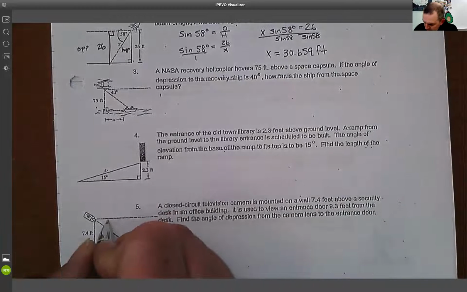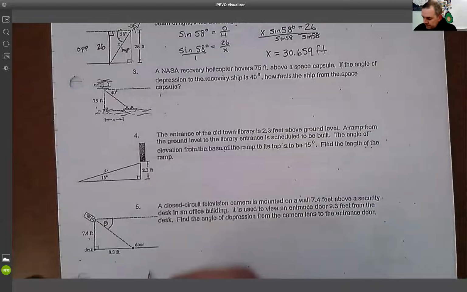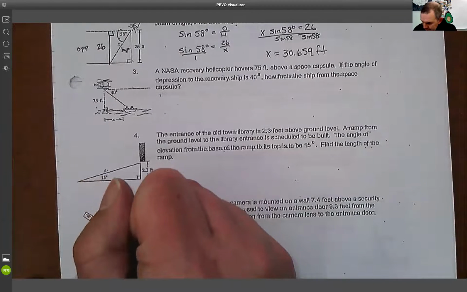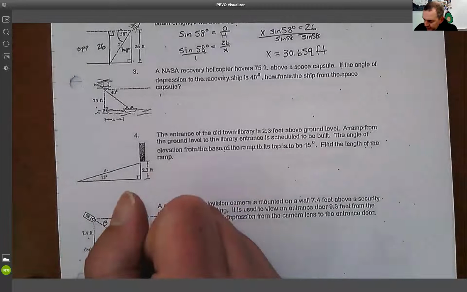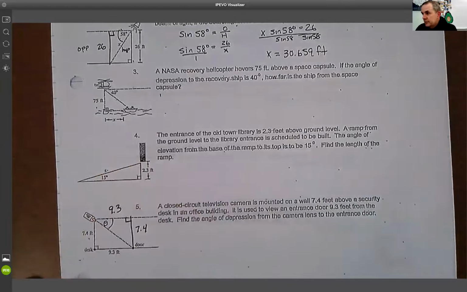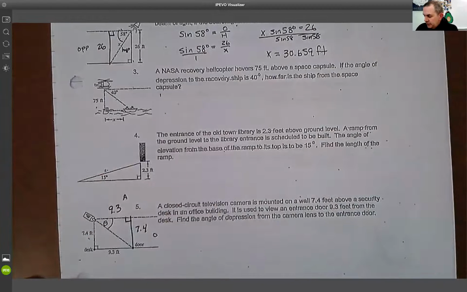So what it wants me to do is find this angle here. I don't know that angle, so we're going to call it theta. And again, because it's an angle of depression, I'm going to bounce over here. There's my right angle. This side is going to be 7.4. This side's going to be 9.3. And what I notice here is I have my opposite and I have my adjacent. So I'm dealing with tangent again.